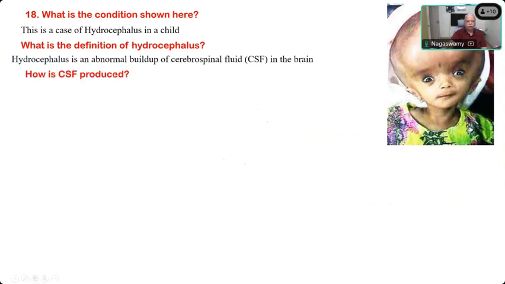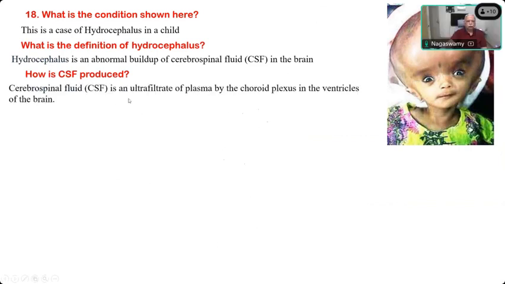Okay. How is CSF produced? Choroid plexus, from the lateral ventricles. Ultrafiltration. Cerebrospinal fluid is an ultrafiltrate of plasma by the choroid plexus in the ventricles of the brain.